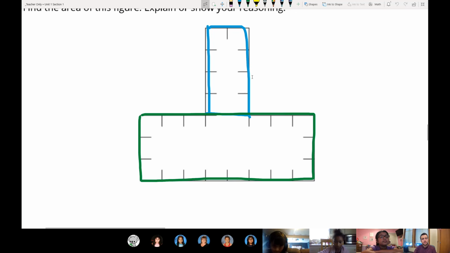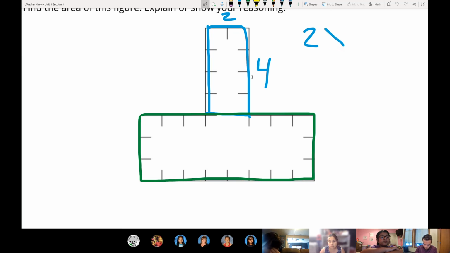How many columns does this blue rectangle have? 2. Yeah, it has 2. How many rows? 4. 2 columns, 4 rows. Okay, how do I find the area of that? 2 times 4. Yeah, 2 times 4 would probably be the quickest way of doing that. 2 times 4 equals? 8. Okay, Eileen, do you want to do the green one too real fast?